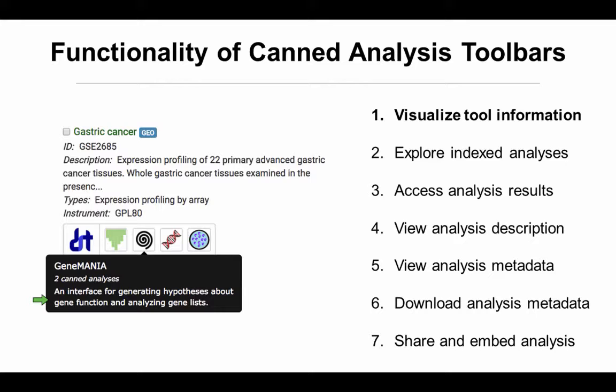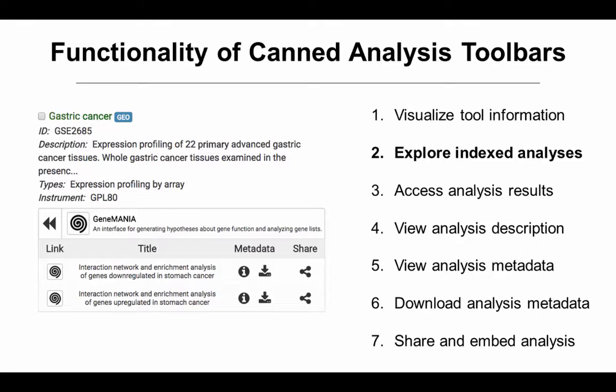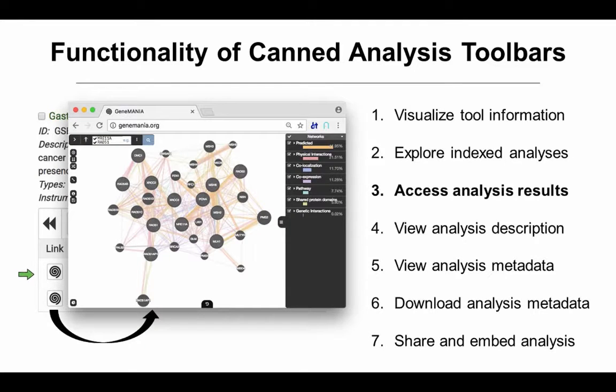computational tool's function. Upon clicking on one of these icons, the user can then trigger a small table which lists all the analyses which have been indexed and are accessible, as well as a brief description of the tool again. By clicking on the link available on the first column of the table, the user is then redirected to the actual results of the analysis.